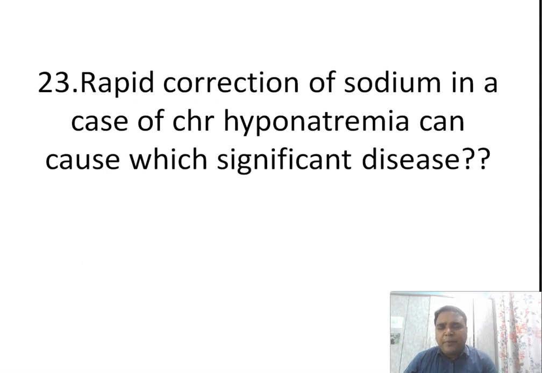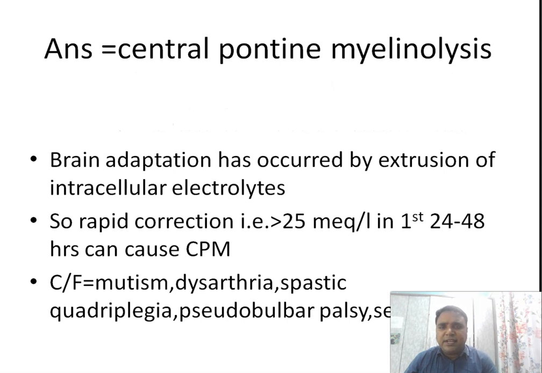Then, rapid correction of sodium in a case of chronic hyponatremia can cause which significant disease? The answer is central pontine myelinolysis. As you know, in chronic hyponatremia, the brain has adapted to this condition by extruding intracellular electrolytes. So what do we mean by rapid correction?